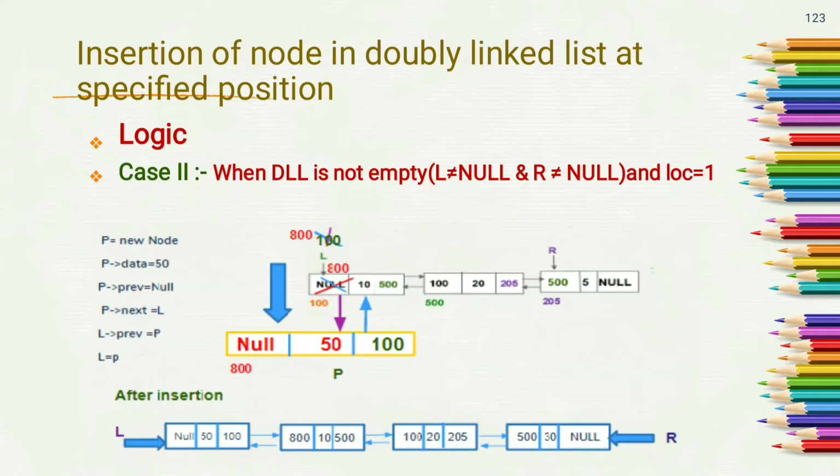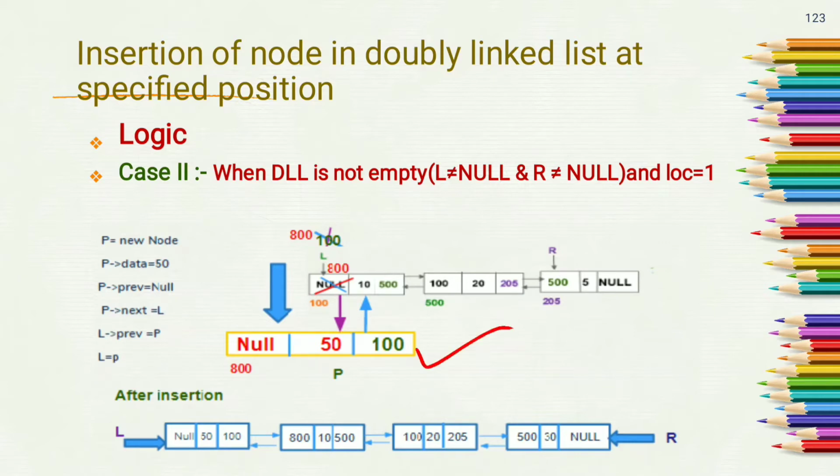Now we have to change the previous pointer of this node to the address of the new node. This new node is the predecessor, or previous node, of this node. This node is pointed to by L, because L has the address of this node, so we have to write L arrow previous equals P. Now this node points to the new node, that means P is its predecessor node.